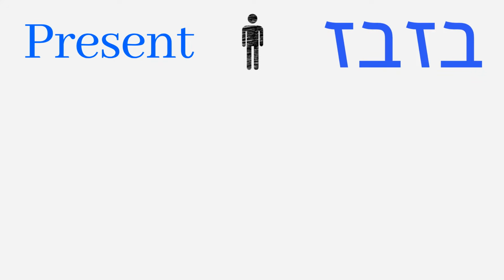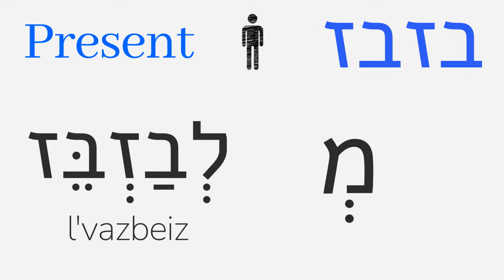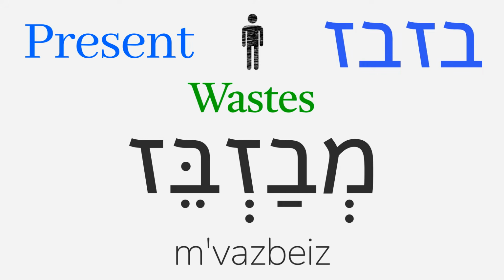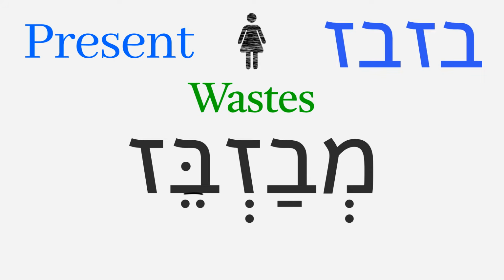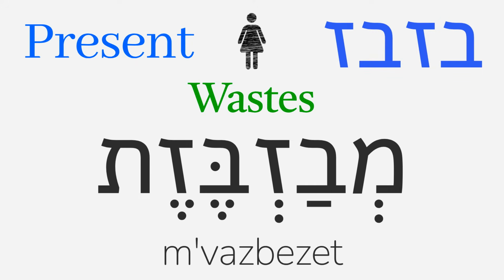The masculine singular form of the PL present tense always starts with a mem with schwa, which is generally followed by the root letters with the same vowels they have in the infinitive. From the infinitive lavaz bez, to waste, we can take vaz bez and add it onto this mem to get mavaz bez, waste in masculine singular form. The feminine singular form shortens the tsere here on the third root letter to a segol and adds an et ending. Mavaz bezet, waste in feminine singular form.